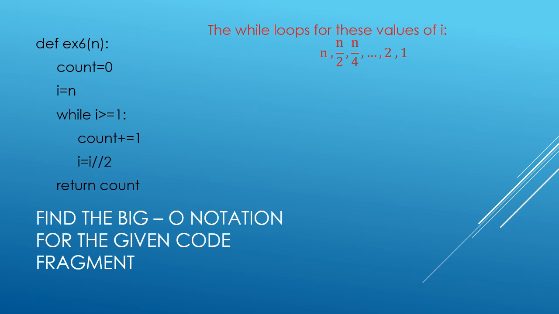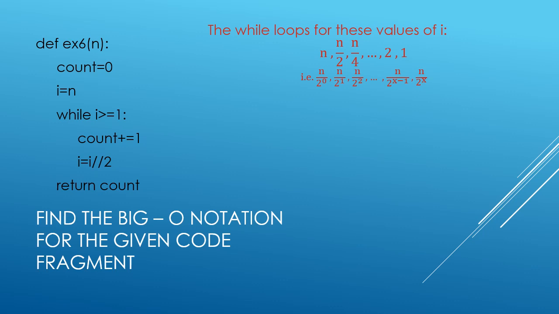This sequence of values can also be written like this. n can be written as n divided by 2 to the power 0. n/2 can be written as n divided by 2 to the power 1. n/4 can be written as n divided by 2 to the power 2. So you can see that every time you can write the value of i as n divided by 2 to some power. This means that I can write the last term 1 as n divided by 2 to the power x, where x is some number.